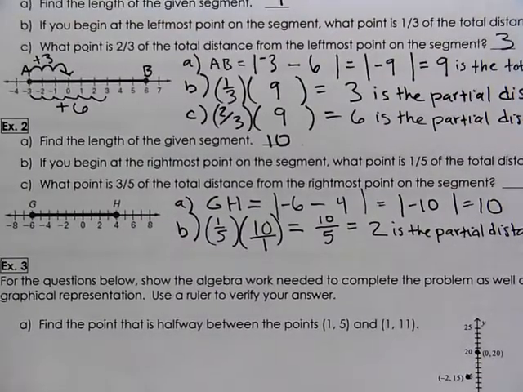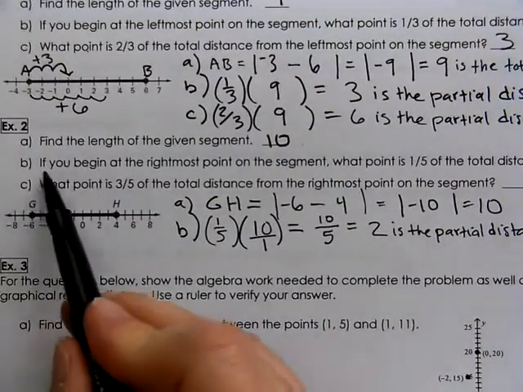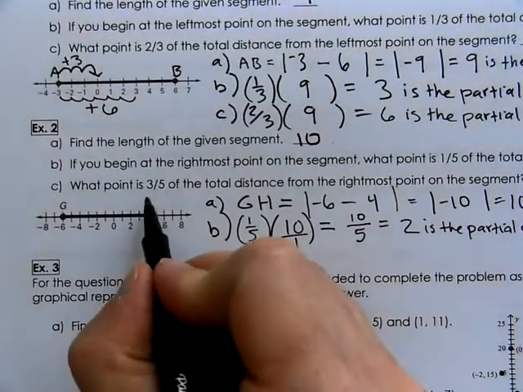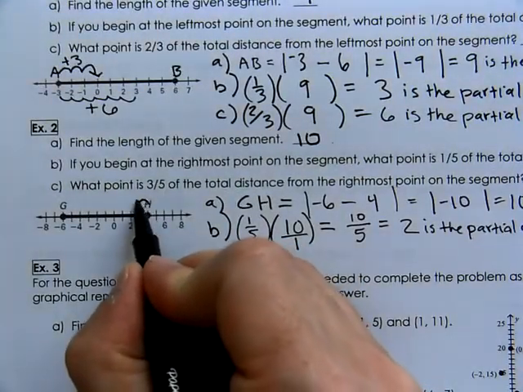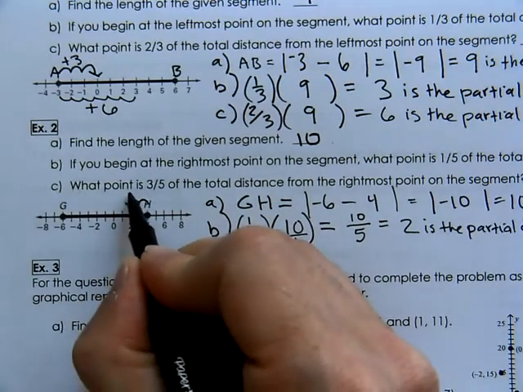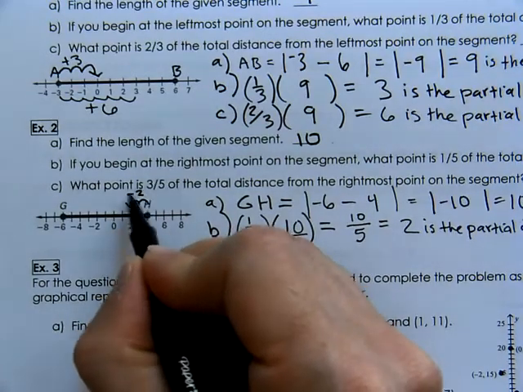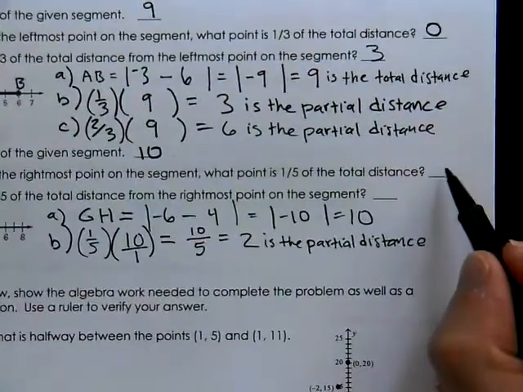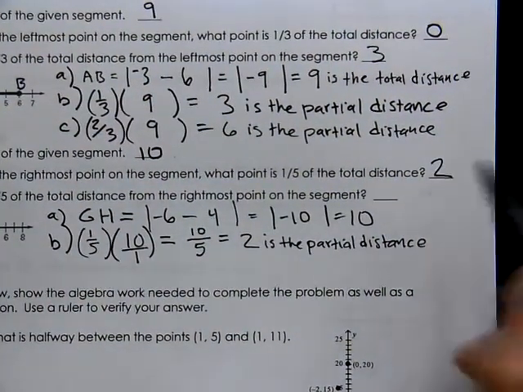Alright, so which end are we starting at from? It says if you begin at the rightmost point. Okay, so we're beginning at point H. This time we're traveling 2 to the left. So I'm going to represent that by -2 because we're going leftwards. And we end up at 2 on the number line. So that answer is 2 on the number line.